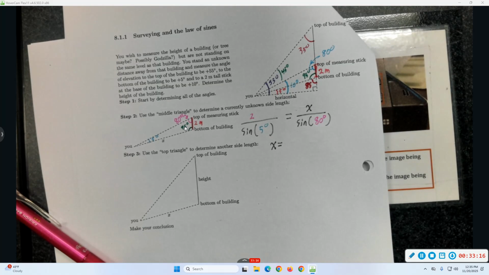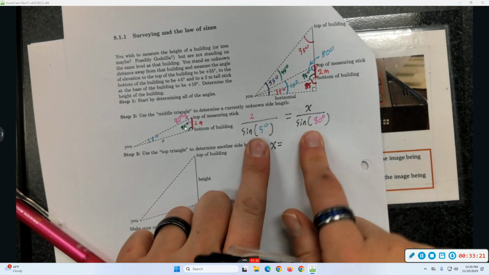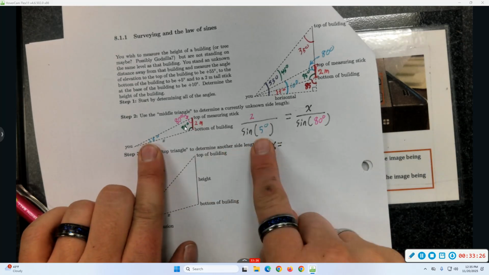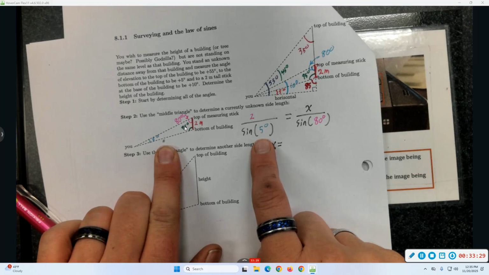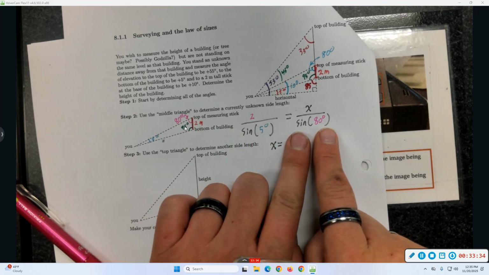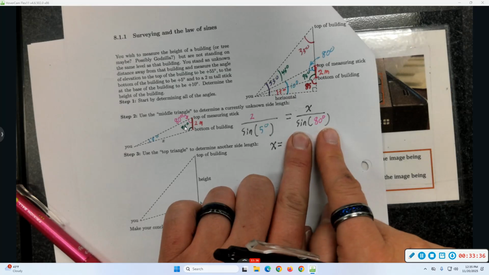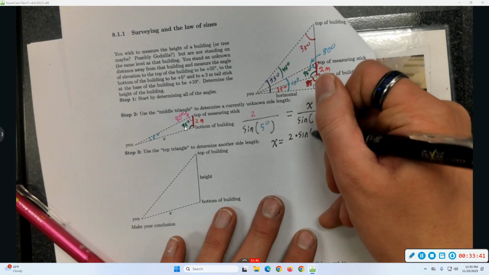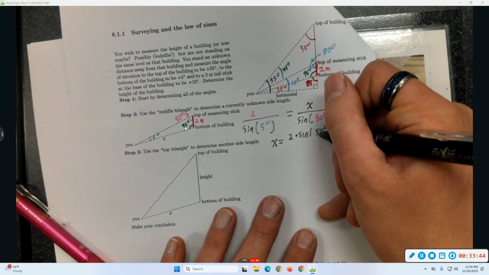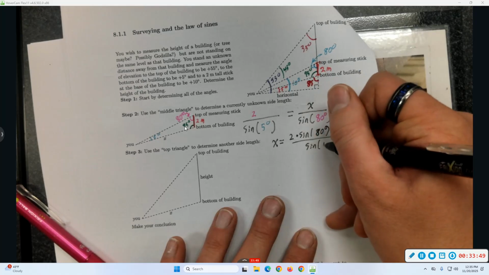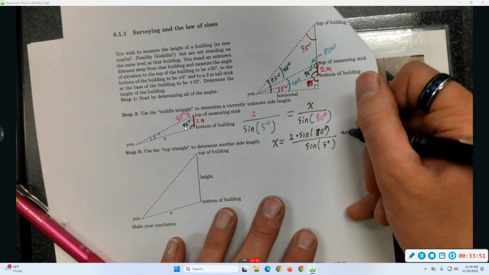Should I solve it for x? Then I will. So here's what the law of sines tells us. The side length 2 was opposite 5 degrees. That's where this came from. The side length x that I want to know is opposite 80 degrees. So I can just multiply the sine of 80 degrees to the other side. So x is 2 multiplied by sine of 80 degrees divided by sine of 5 degrees.